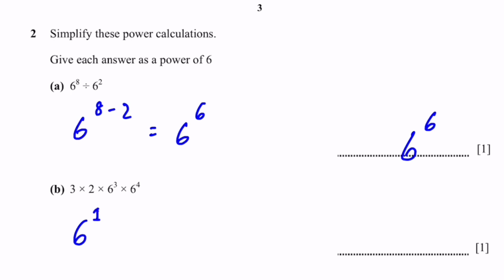Multiplied by 6 to the power of 3, multiplied by 6 to the power of 4, which means we add the powers, which means it's 6 to the power of 8. That's the answer. Question 3.